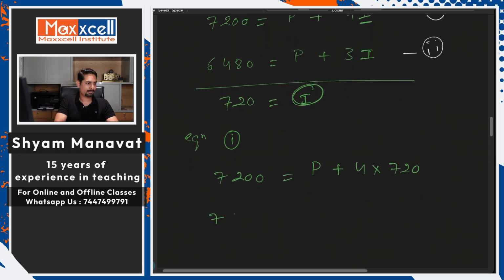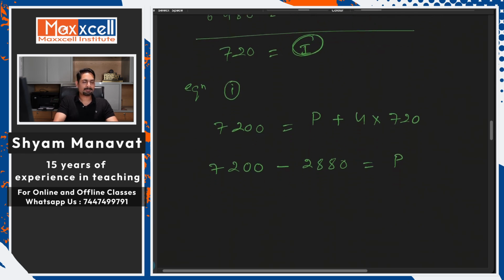So what will I get? I will get 7,200 minus 4 into 720. What is 4 into 720? Let me write the value directly. It's 2880. That is equal to P, principal, right? What will be the difference? Let's see. 4320. That is your principal.